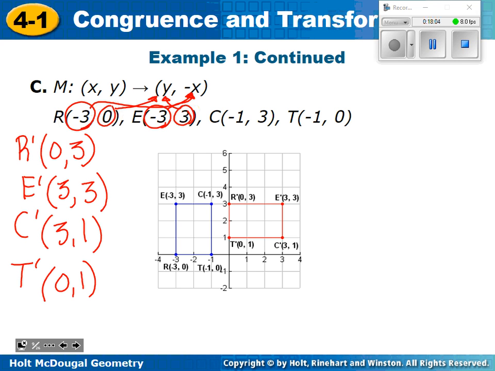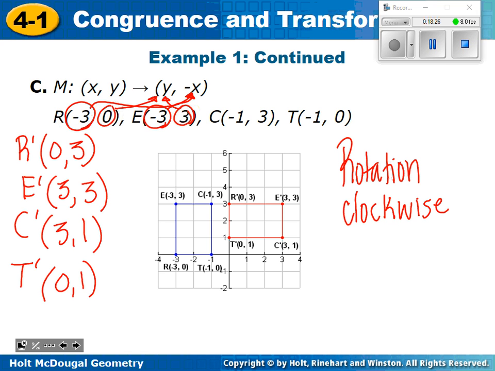And then now we need to identify and describe our transformation. That was also part of the directions. So we're going from blue to red here. What transformation do we have? It's a rotation. What direction? Clockwise. How far? 90 degrees. And what is our center? About the origin. So these were all the things back in chapter 1 that we had to write when we were doing our work, correct?